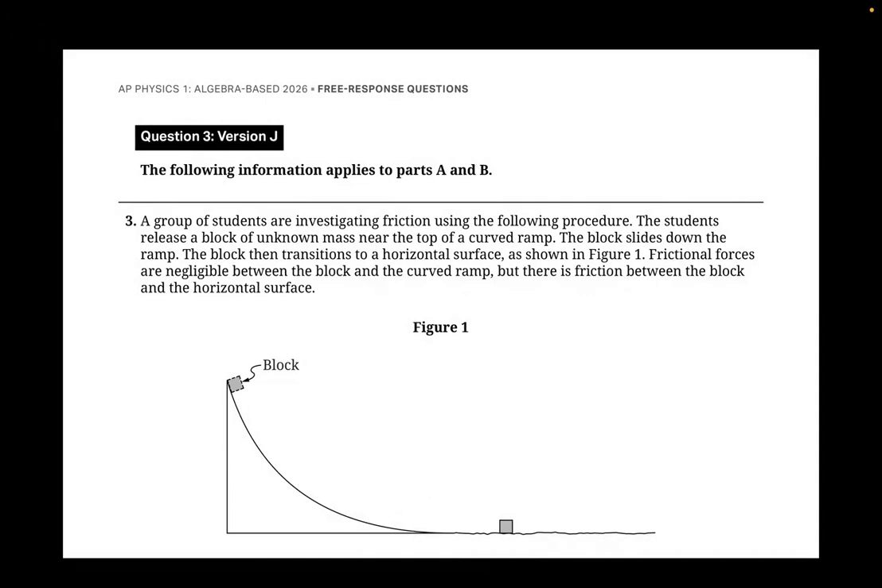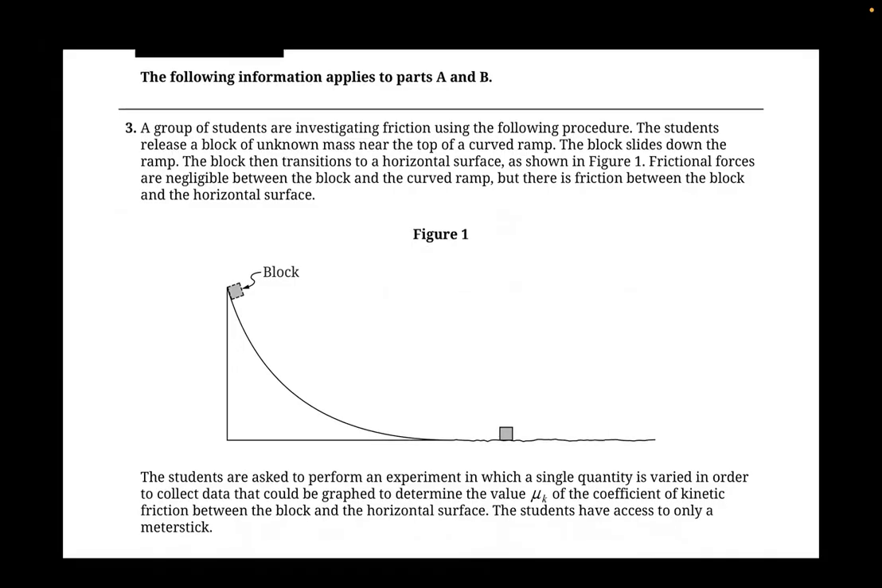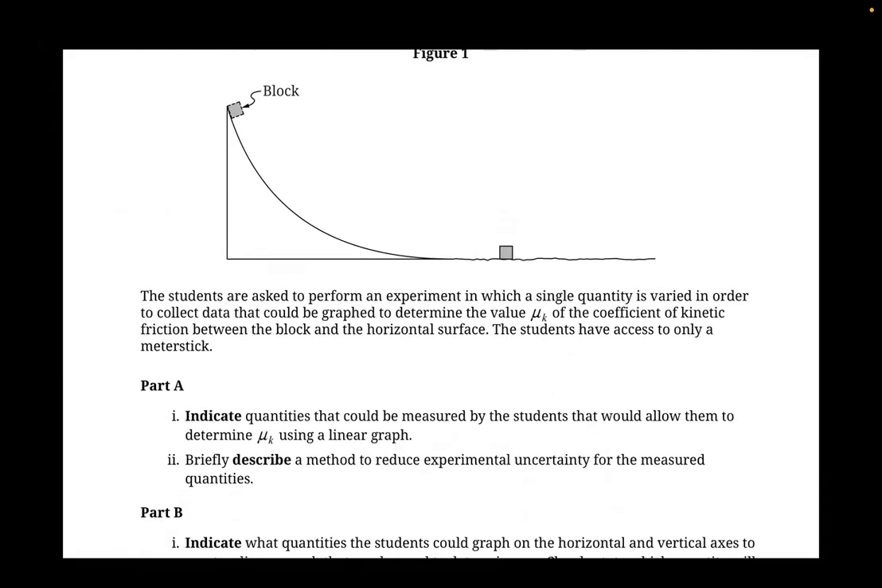Question 3 on the 2026 AP Physics 1 exam, the lab question. Here we have students investigating friction using the following procedure. They're going to release a block of unknown mass near the top of a curved ramp. The block will slide down the ramp and then transition to a horizontal surface as shown in figure 1. There's no friction on the ramp, but there is friction between the block and the horizontal surface.